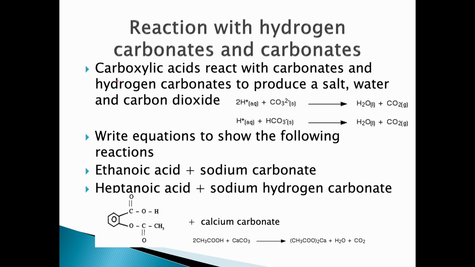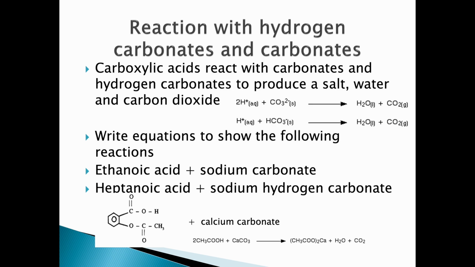So next, your carboxylic acids can react with your carbonates and your hydrogen carbonates, right? So in both of these cases, your first two examples are your ionic equations, where you just have H plus from your acid and your carbonates or your hydrogen carbonates, right? It's going to give you your water and your carbon dioxide gas.